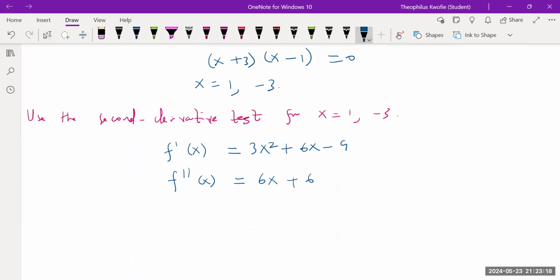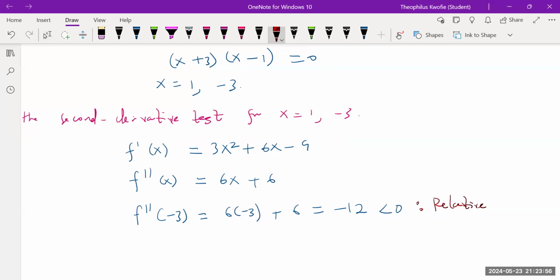So we are going to evaluate them at the critical values. So at the critical value of -3, it means that wherever I see x in this, I just replace it by -3, and that should give us what? That should give us -12, which is less than 0. So if it is less than 0, what can we say? It means that we have a relative what? Maximum, okay? So we have a relative maximum at -3.